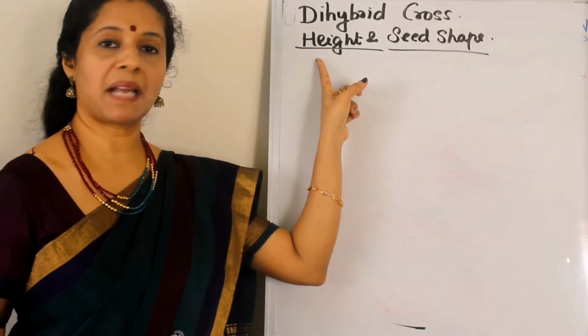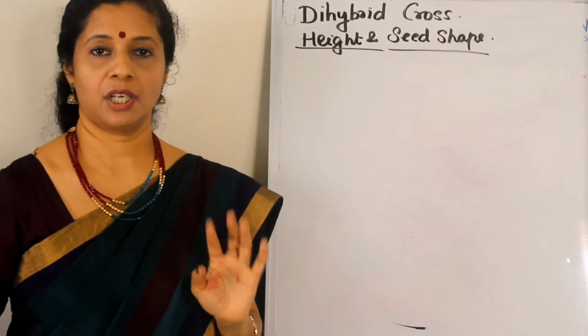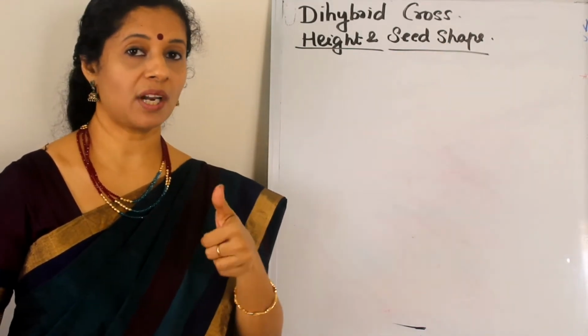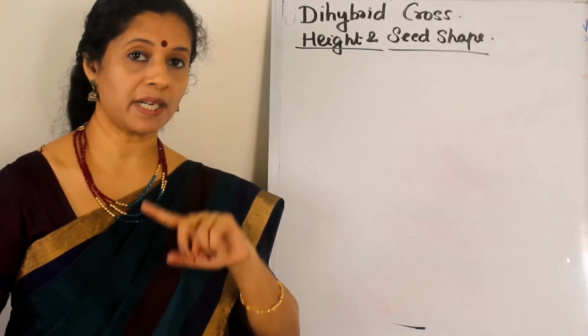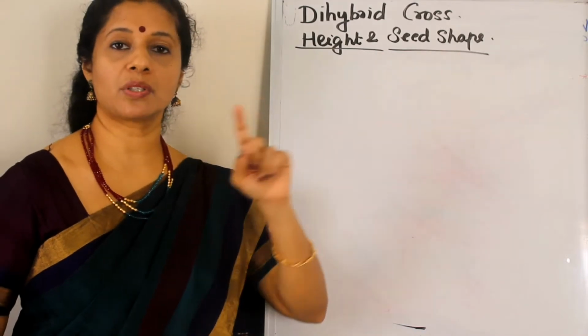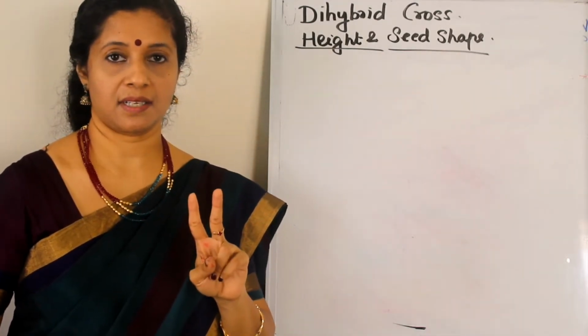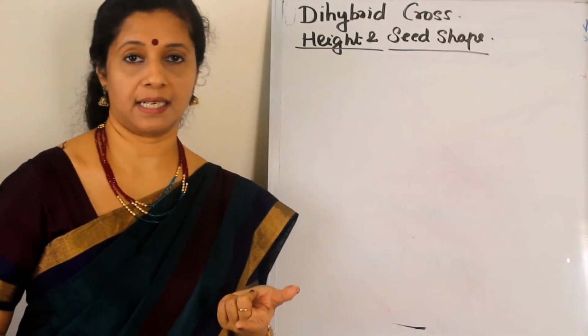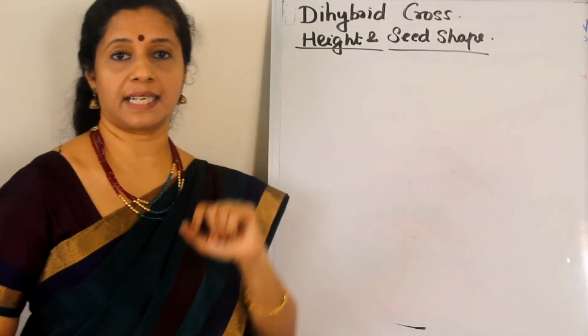Example, plant height and seed shape. You know, plant height has got two alternatives. Which are they? Tall and short. Tall is dominant, short is recessive. The same way, seed shape also has got two alternatives, round and wrinkled. Round is dominant over wrinkled seed. So now let us try the cross.